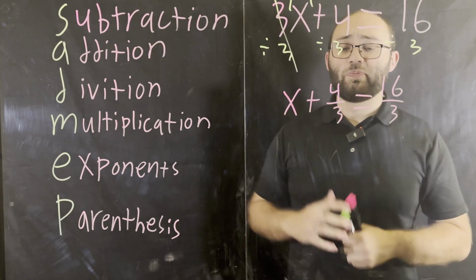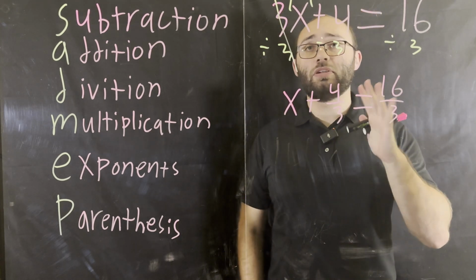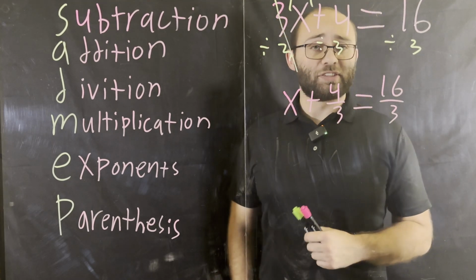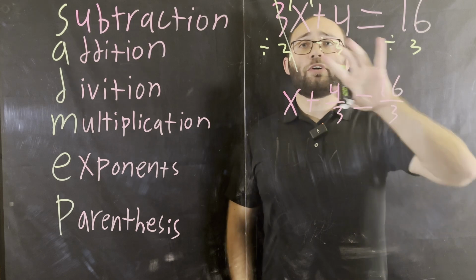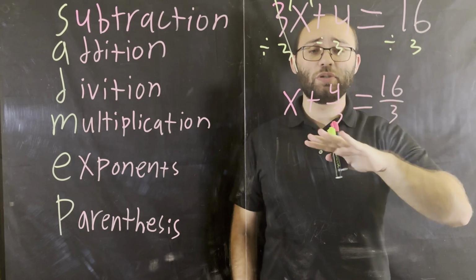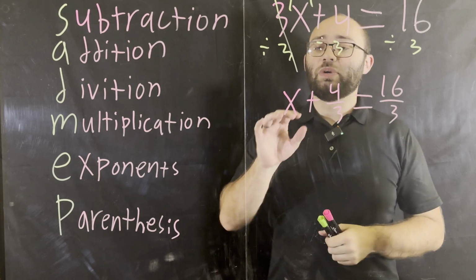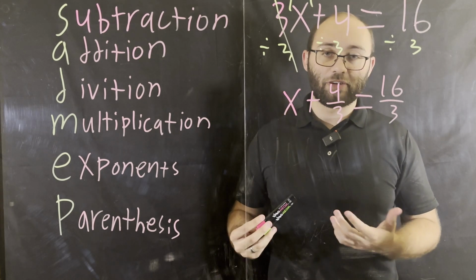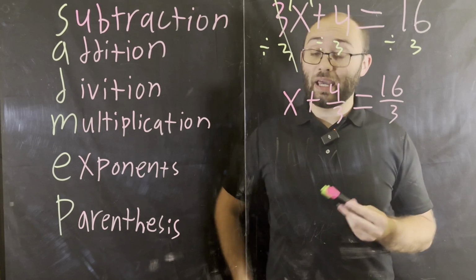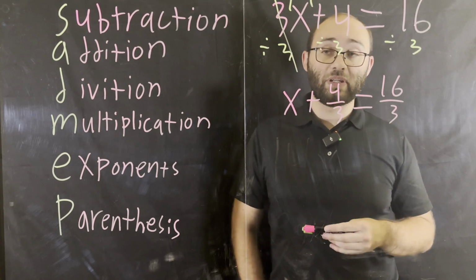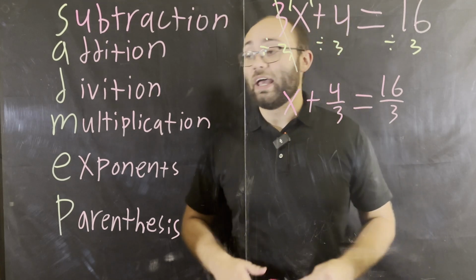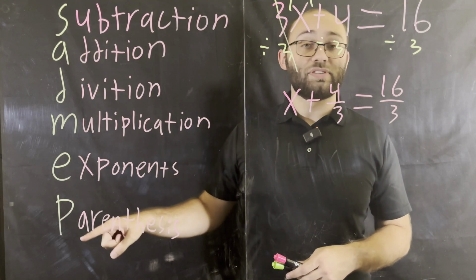For the record, this is perfectly okay. We could continue to solve this equation for x. However, a lot of you just kind of started freaking out a little bit. We went from a fairly simple equation to something that looks extremely complex. We got two different fractions. Our variable over here isn't even by itself yet. We're making the problem harder than it needs to be. We can still solve it. There's nothing wrong with what we did here. However, there is an easier way to go about it, and that is using SADMEP.